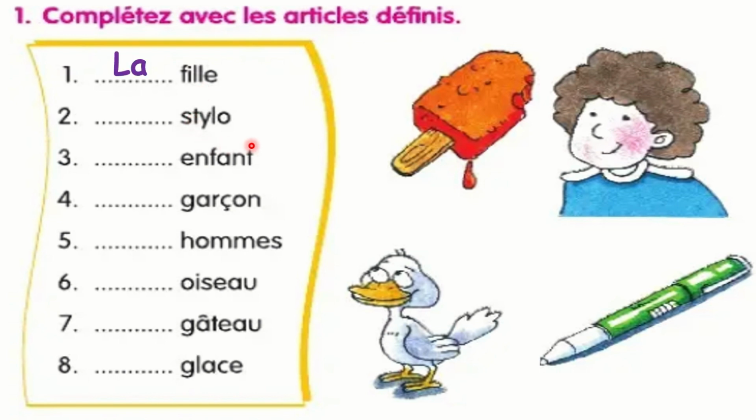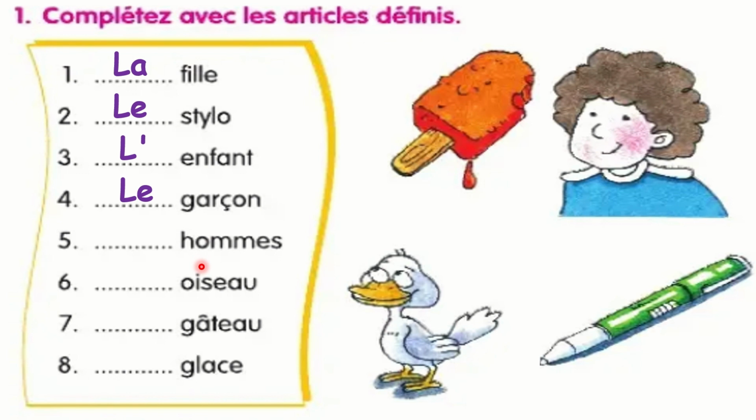Next we have stylo, that means pen. So here's an image of a pen. It is masculine, the answer is le stylo. Next we have enfant, that means child. So even though enfant is masculine, it starts with an E, that is a vowel. We'll write it as l'enfant, l'apostrophe. Next we have garçon, that means boy. So here's an image of a boy. It is masculine, the answer is le garçon.